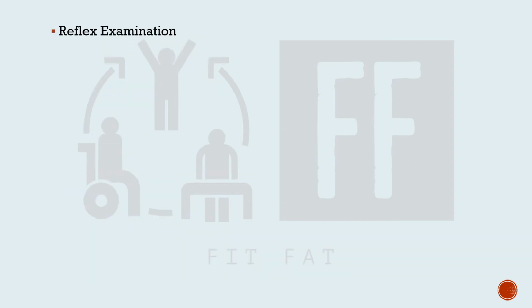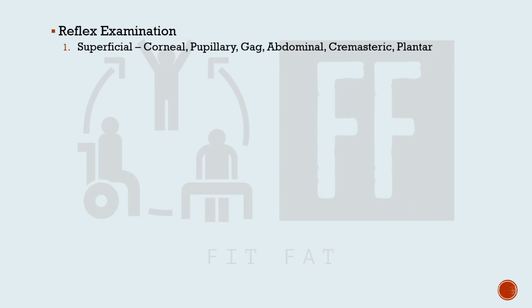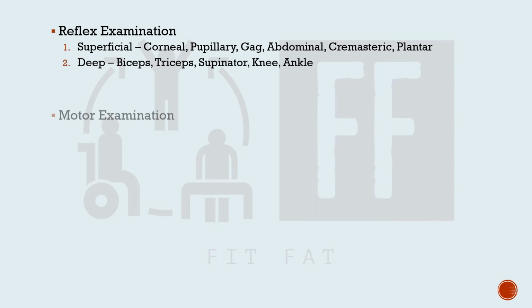Okay, now I have to check the reflex examination. Under this, the superficial reflexes, which are corneal, pupillary, gag, abdominal, cremasteric and plantar reflex. Then will come your deep reflexes, which are biceps, triceps, supinator, knee and ankle reflex. Then the motor examination part.